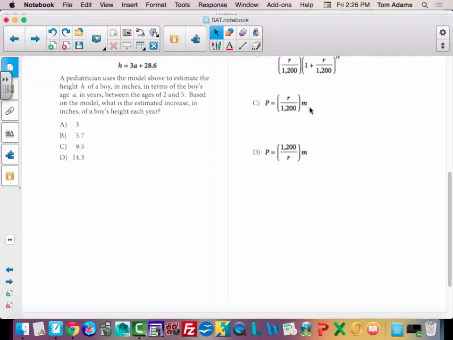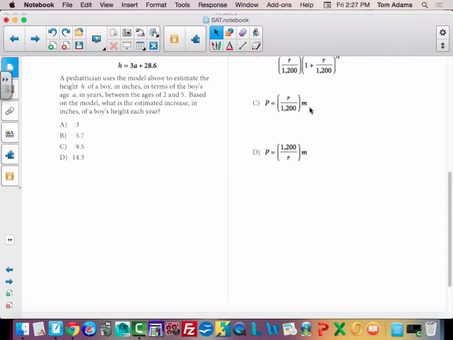All right, for problem number 6, it says a pediatrician uses the model above to estimate the height h of a boy in inches in terms of the boy's age, A, in years between the ages 2 and 5. Based on the model, what is the estimated increase in inches of the boy's height each year? Okay. Now, there's a couple of ways you could do this.